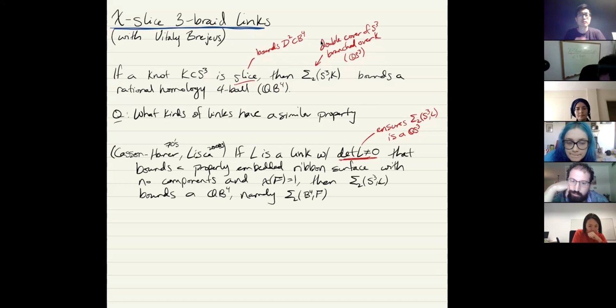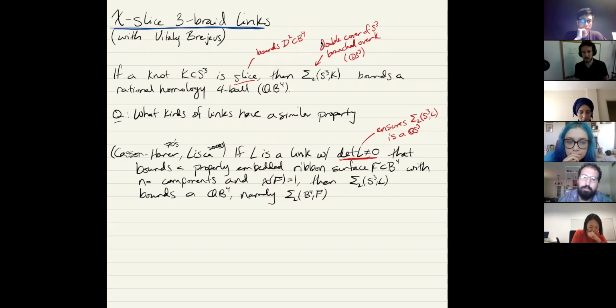Sorry, I guess I didn't call this surface anything or tell you where it lives. So the surface is F and it's in the 4 ball. And this is also the case for slice knots. You could think of this as being contained in here if you're talking about ribbon disks, a sort of special case of this statement.